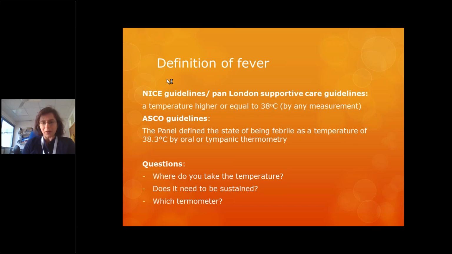So from now on, we'll talk about fever as we have defined it in our supportive care guidelines, as 38 degrees or above in one single measure taken in any way, and knowing also the limitations of this definition.